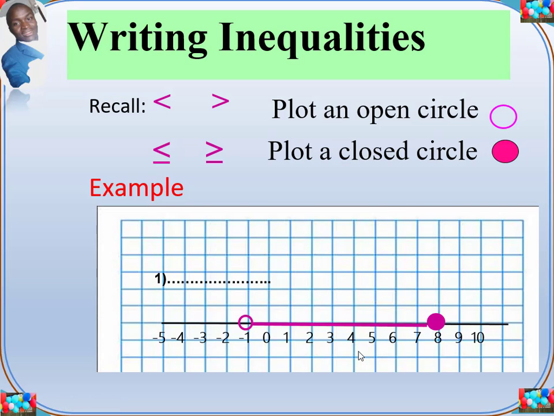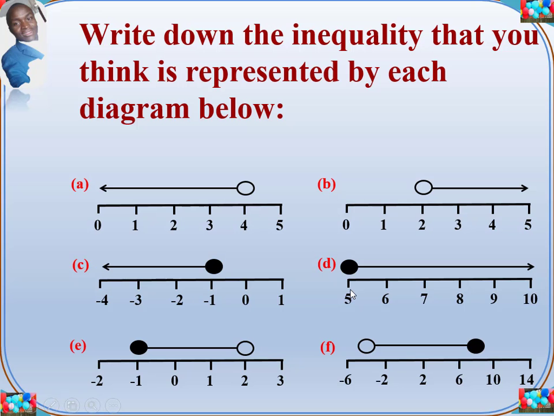Now there is an example here. We are required to write an inequality from the number line here. Now you can see here it is open at -1, then this one is closed. You can use any unknown. Let me use n. I have -1. You can see it is not included in the set. Then 8 is included. I'll record my value as -1 is less than n, but n is less or equal to 8.